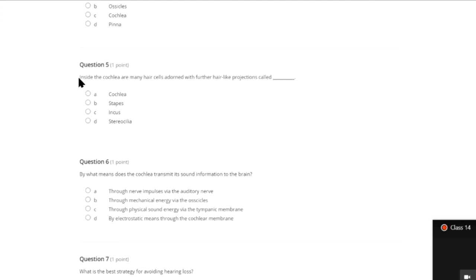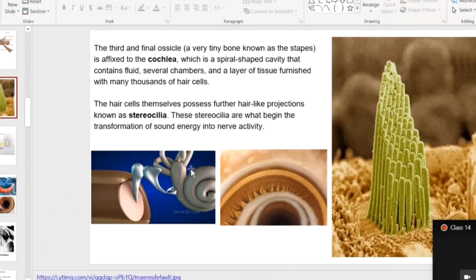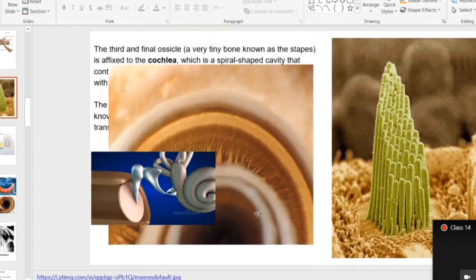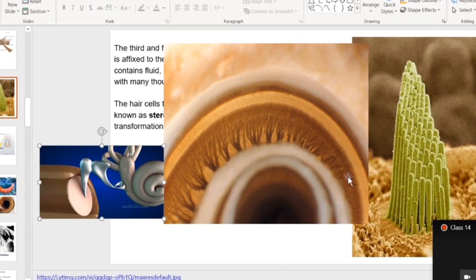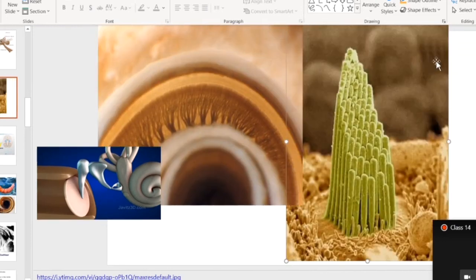Okay, so let's learn more about the cochlea. Inside the cochlea are many hair cells, which are sort of like nose hairs, and protruding from these nose hair-like projections are further hairs. And what are those called? Cochlea, stapes, incus, stereocilia? And the answer is stereocilia. So remarkably, attached to all the thousands of hairs inhabiting the inside of your cochlea, this is the inside of a cochlea, right? And you have all these little trees here. These are like nose hairs. Right. And attached to each one of those nose hairs is this remarkable nerve ending called a stereocilia, right?